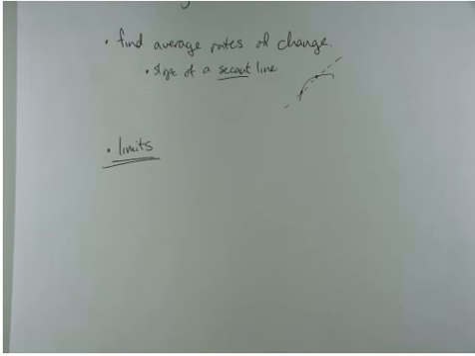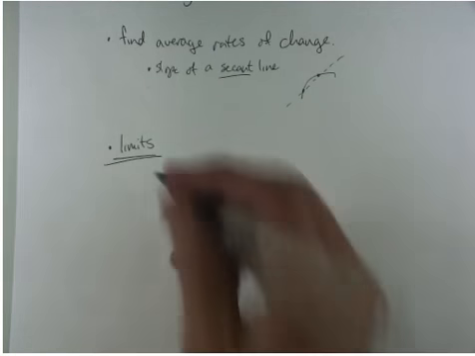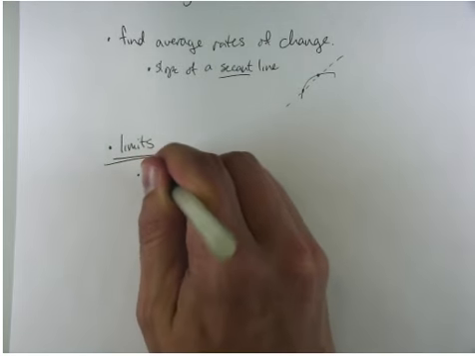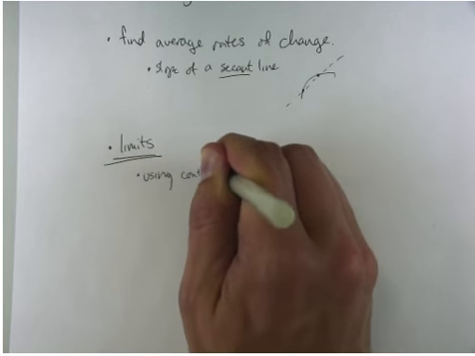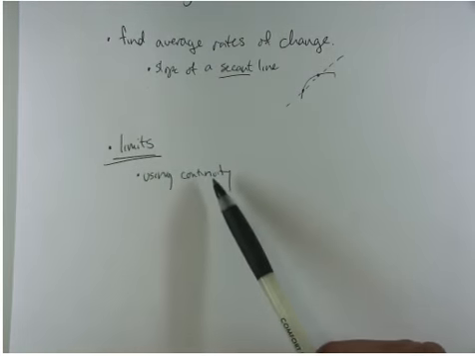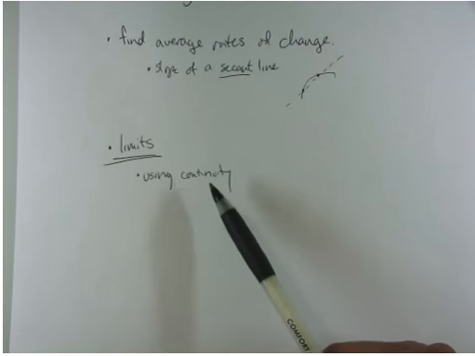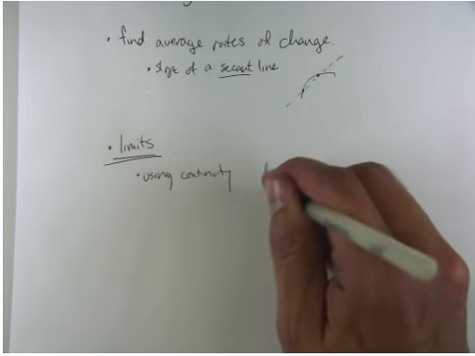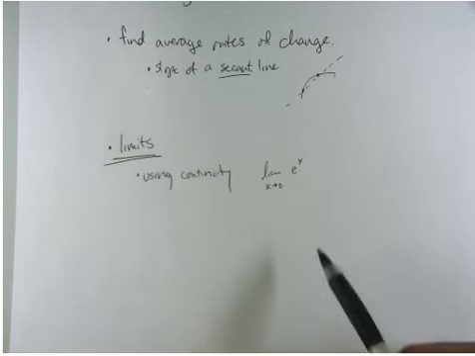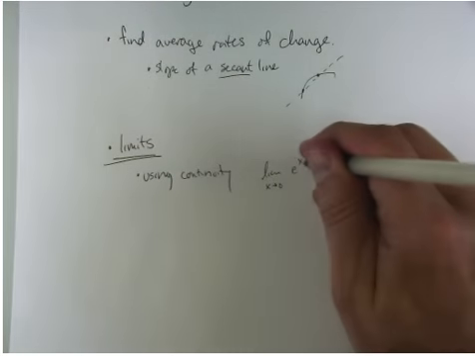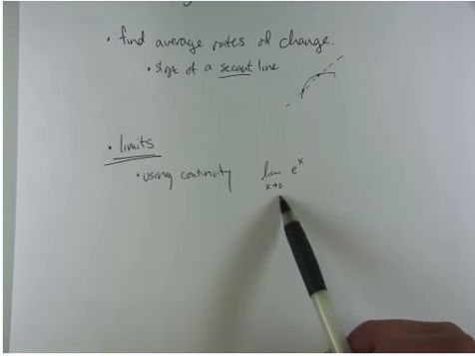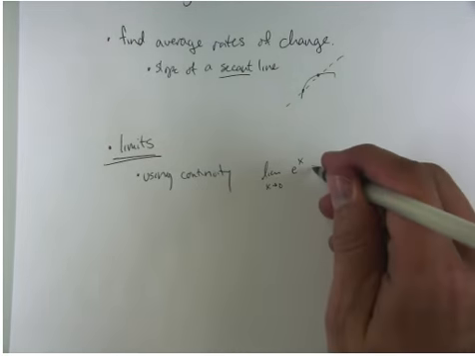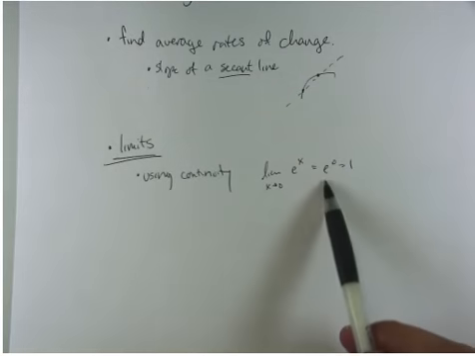But we may see other types of things, right? So the easy one is using continuity. Remember that continuous functions are the ones that are defined in such a way that the limit and the function value are always the same. So if I had the limit as x approaches 0 of e to the x, e to the x is a continuous function, and it's continuous at 0, so I can just plug 0 in and tell you that that's e to the 0, which is 1.